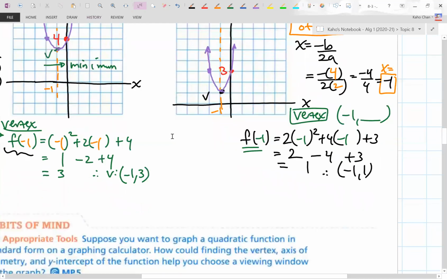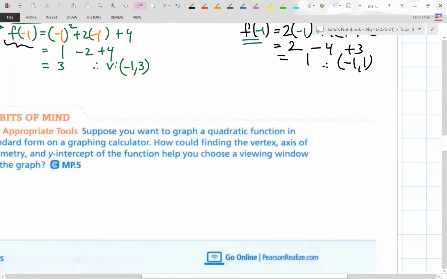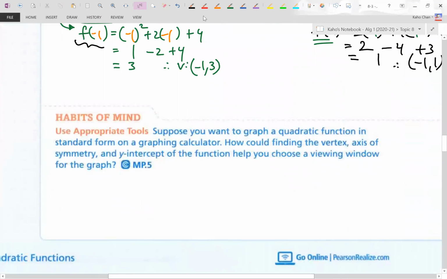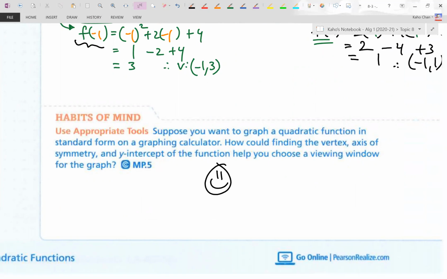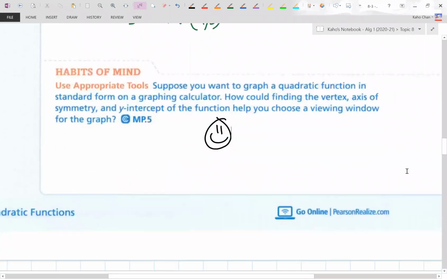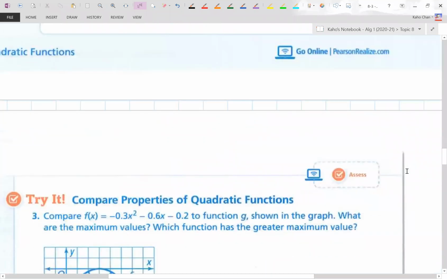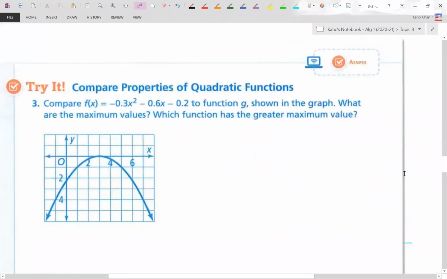How are we doing out there? Yeah, we'll skip this habits of mind. All right, switch to the next page. All right, here we go. Number 3. Ooh. Let's remind ourselves.